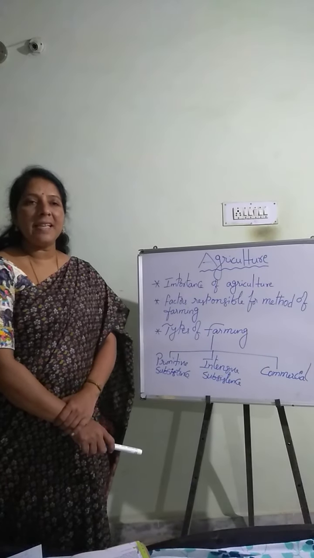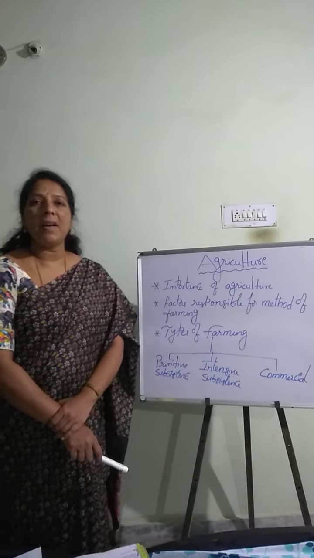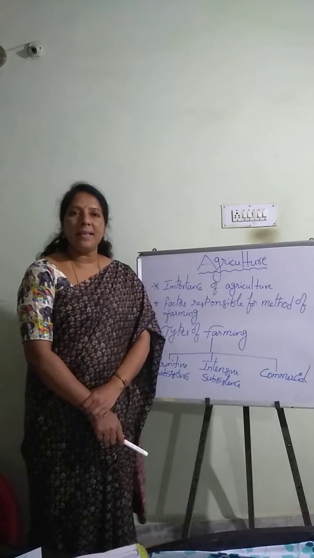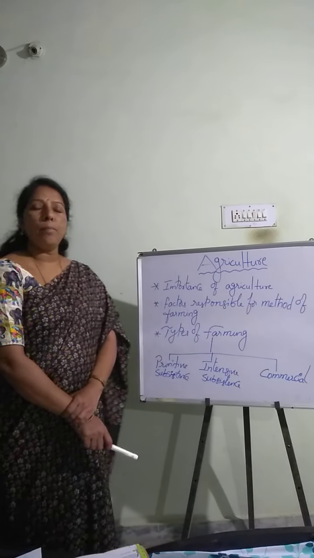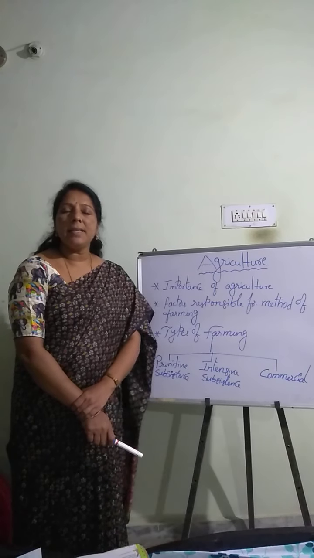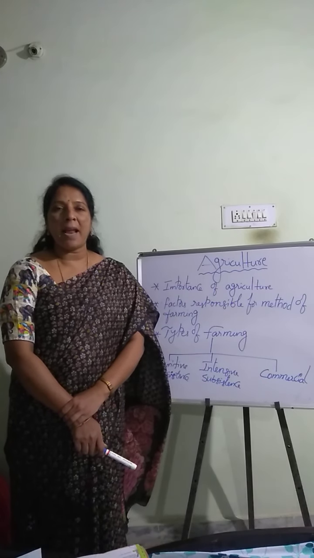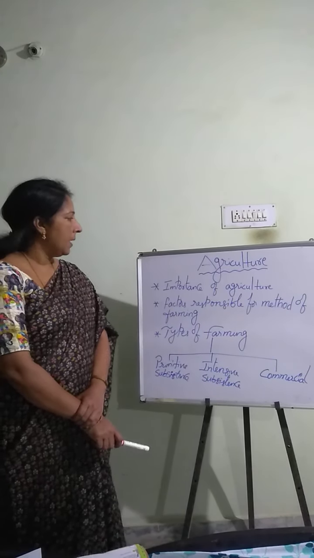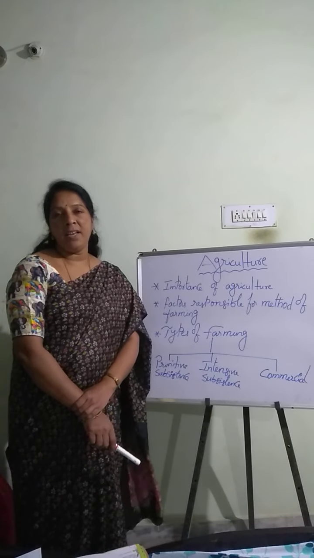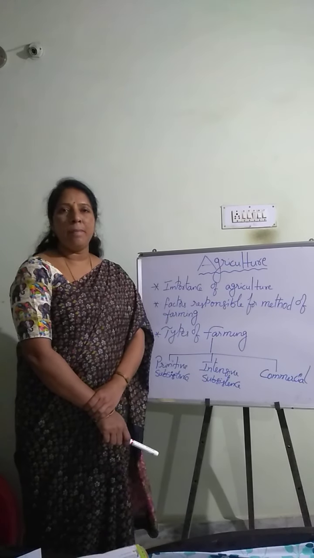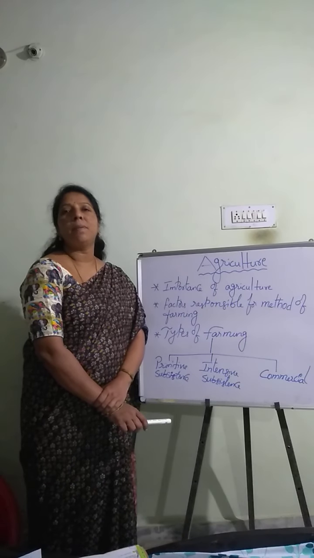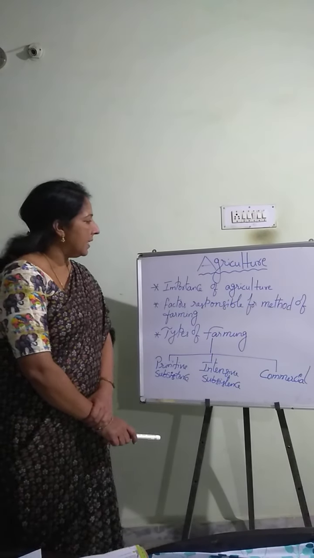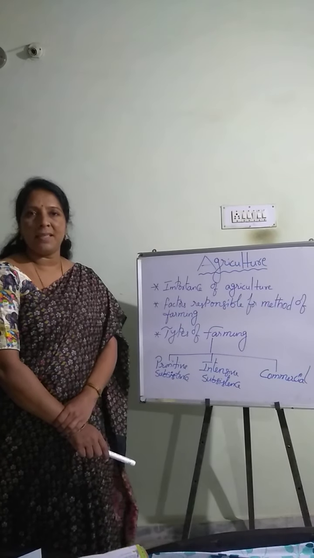Now we are in social science class, in geography, about agriculture. What is agriculture? What is the importance of agriculture is the first topic. Agriculture is an age-old practice and economic activity, and it is highly important economically in India. Two-thirds of the population is based on agriculture, but the GDP share of Indian agriculture is only about 30%.